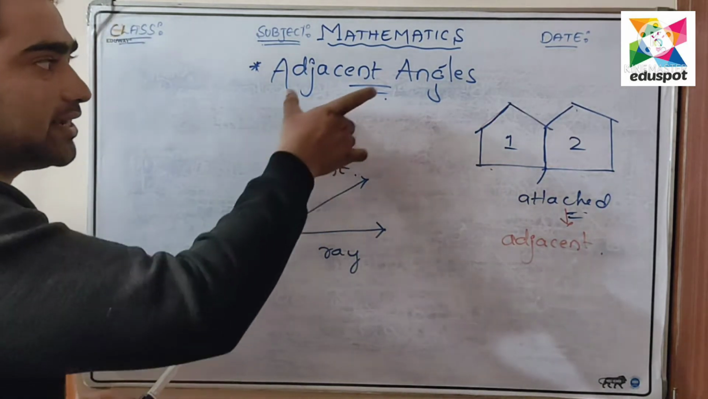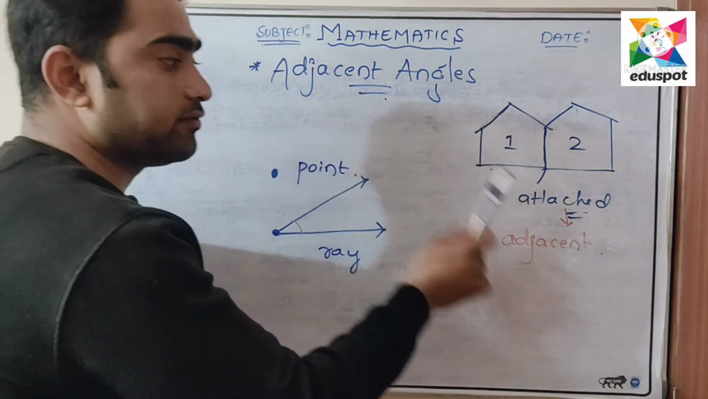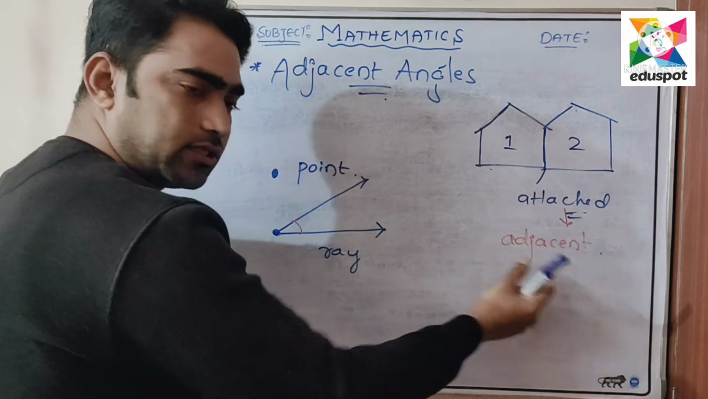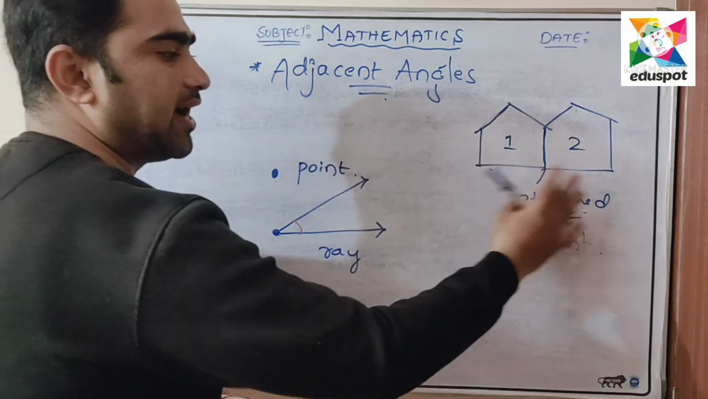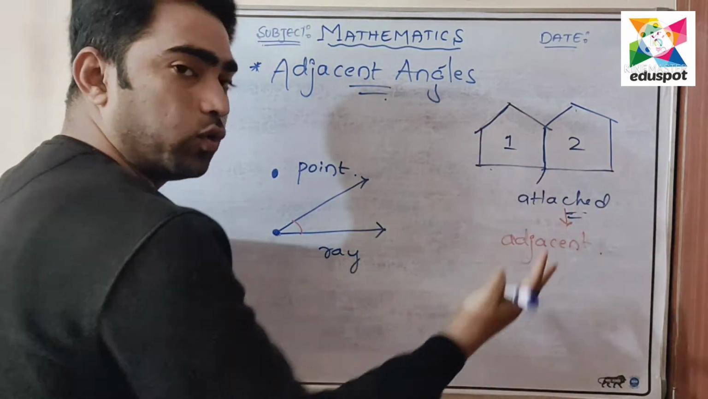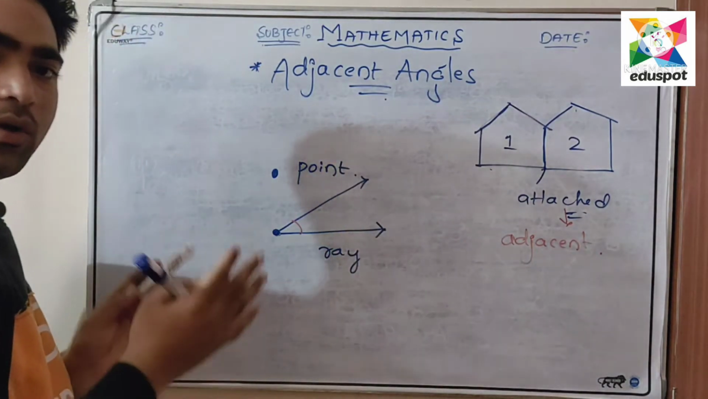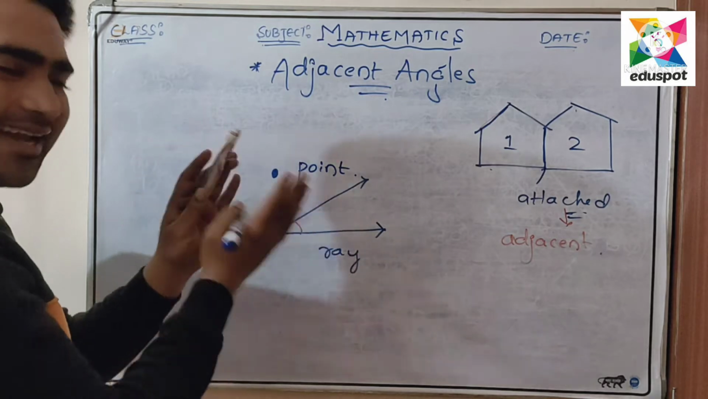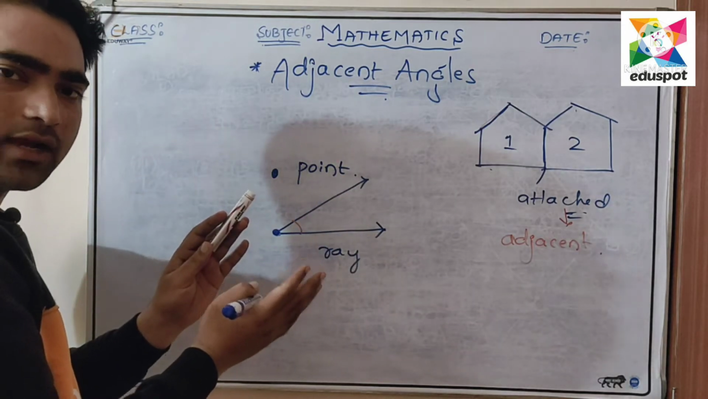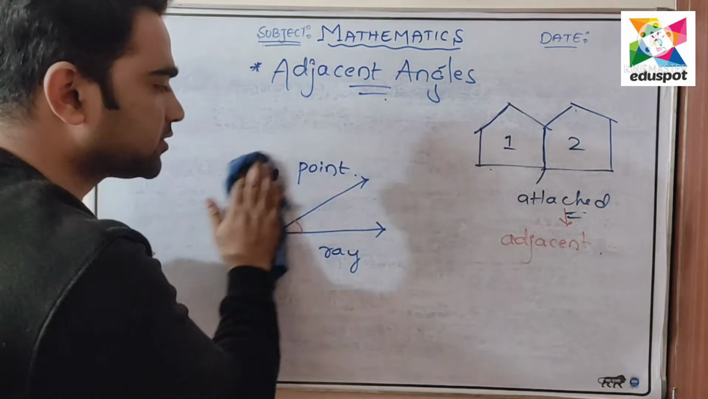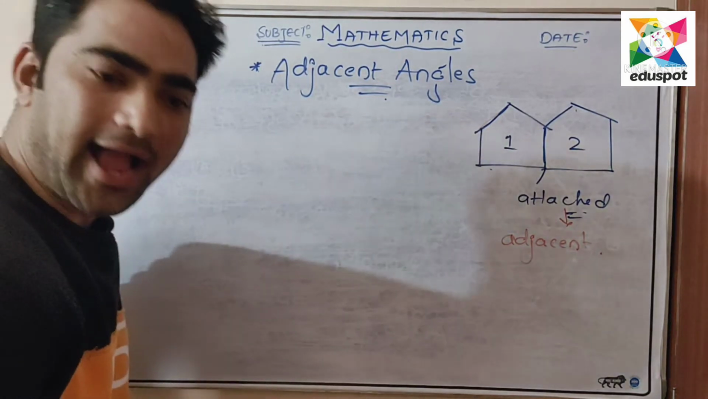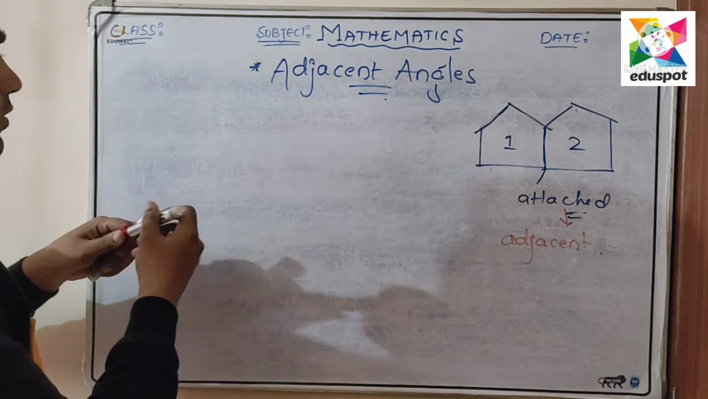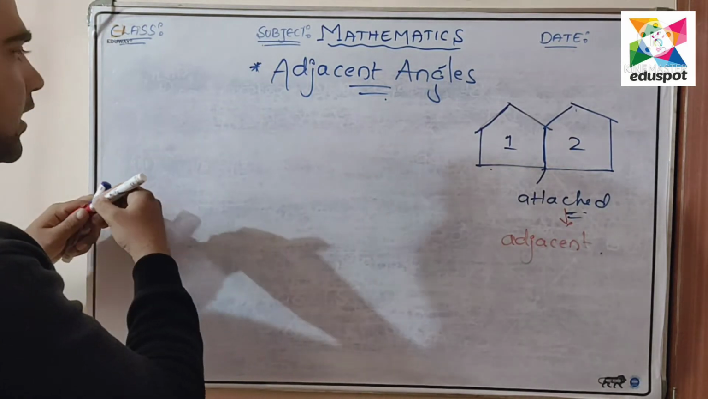Now come to the adjacent angle. The word adjacent we learned means attached. Like an attached home, you can call it an adjacent home. Same thing: if you take two angles and attach them together, then they form adjacent angles. So here I will draw the figure for adjacent angles.